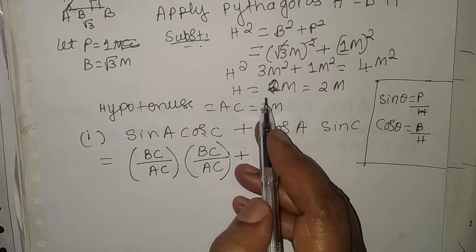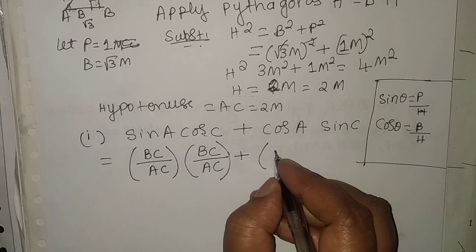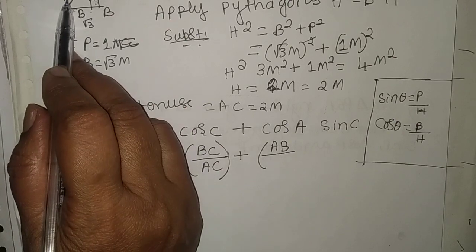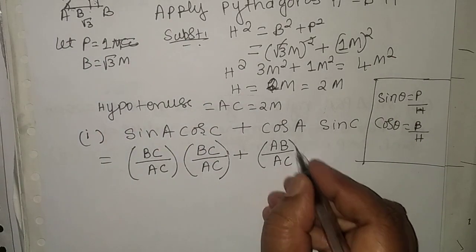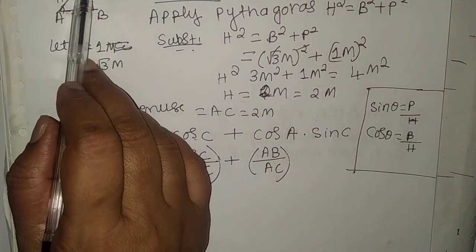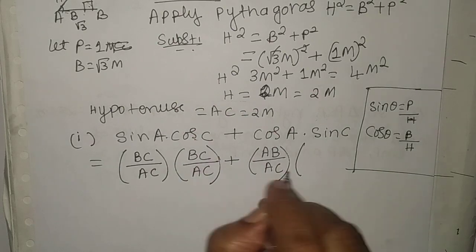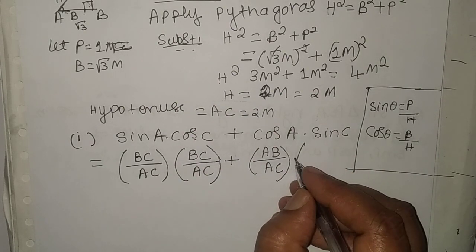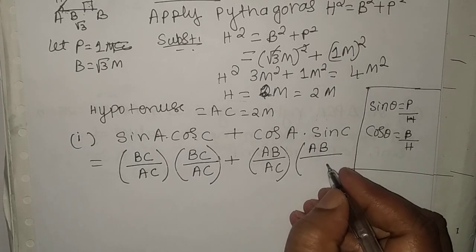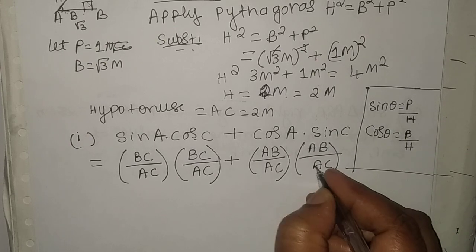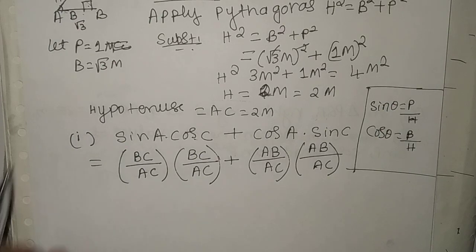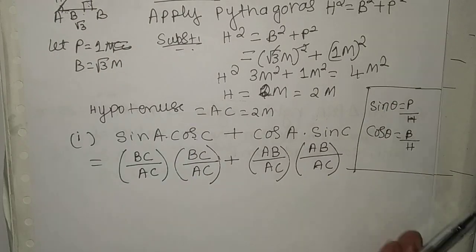Plus again now cos A. Cos A means AB is base and hypotenuse is AC. Similarly sin C, regarding this angle C, sin C will be perpendicular by hypotenuse, which is AB by AC. Regarding each angle we have to calculate, so each time the angle changes, all the other things also change.